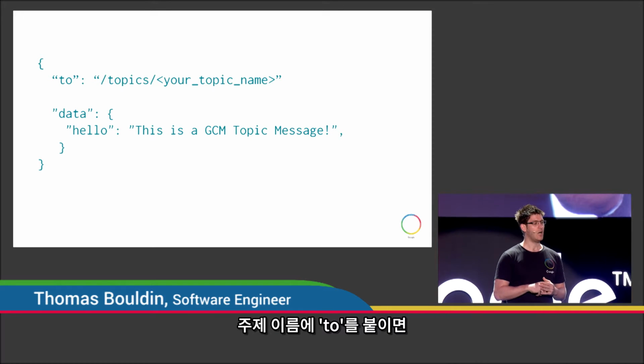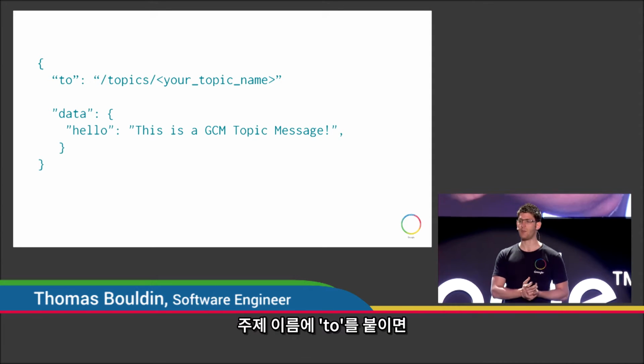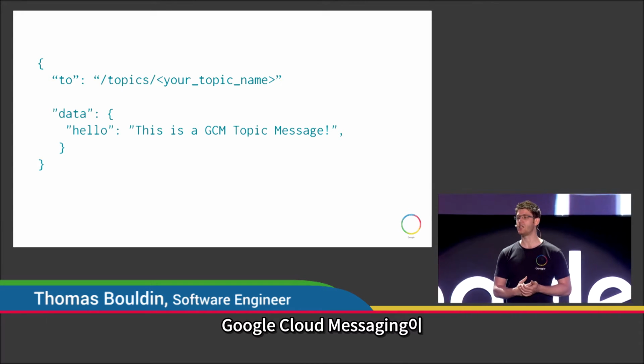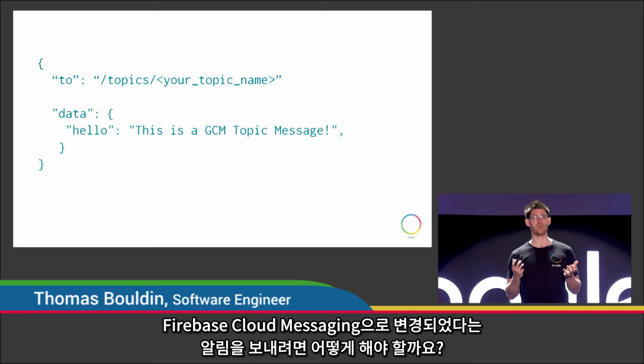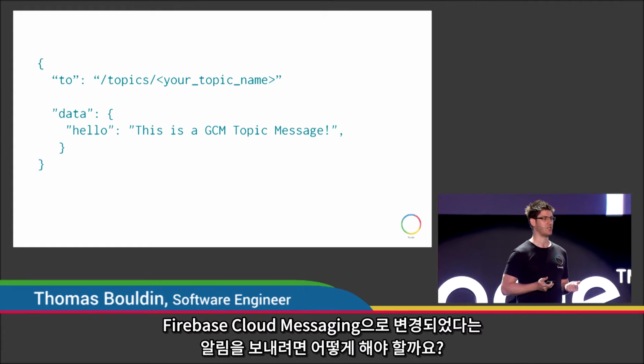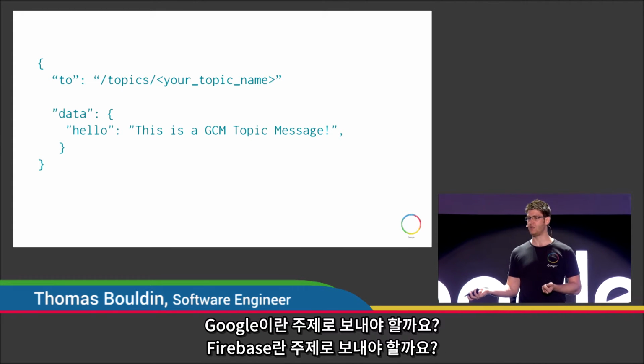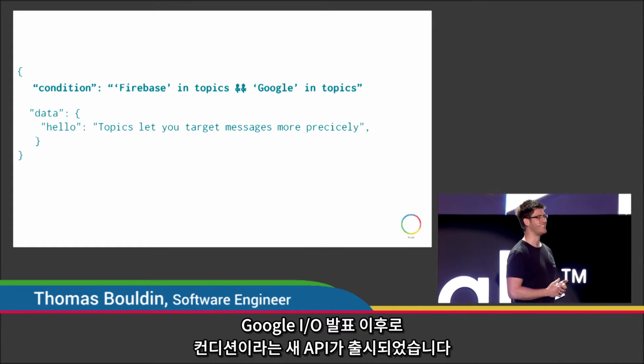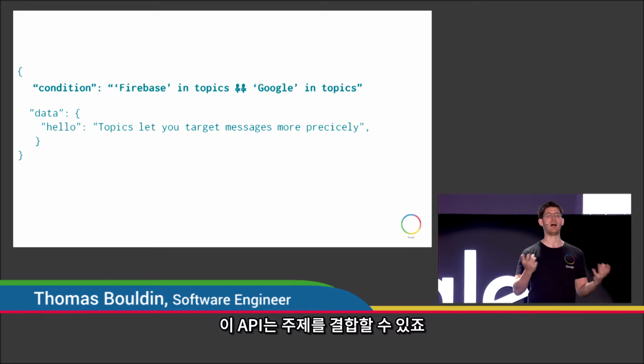So at a high level, you could just say "to" and your topic name, and that's how you send a message to everyone in a topic. But what if I wanted to send a notification saying that Google Cloud Messaging is now Firebase Cloud Messaging? Would I send it to my Google topic or my Firebase topic? Well, as of I/O, we have a new API, condition, which will allow you to combine topics.